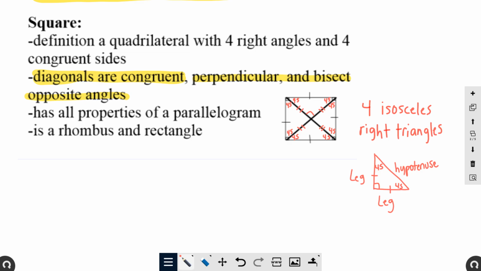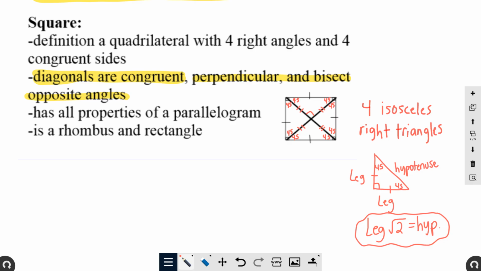Almost. It was the leg times... We did it along with... we didn't have a song for this one. We did have a song for the 30, 60, 90. This one didn't. But it was leg times the square root of 2 equals the hypotenuse. That was the shortcut to help us find it. But we also said you can use Pythagorean theorem. Just remember the legs are going to be the same.